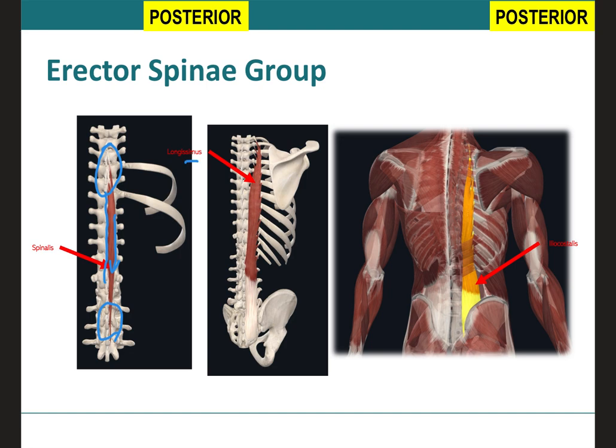The longissimus, you can see how long it is as it starts all the way up in C1 and it goes all the way down to the sacrum. And again, it will be the one in the middle and it will erect the spine. Same thing with the iliocostalis. It will insert all the way up here in the cervical region, but it will originate on the iliac crest of the ilium. Therefore, it's called iliocostalis, but it will have the same function as it will erect the spine.